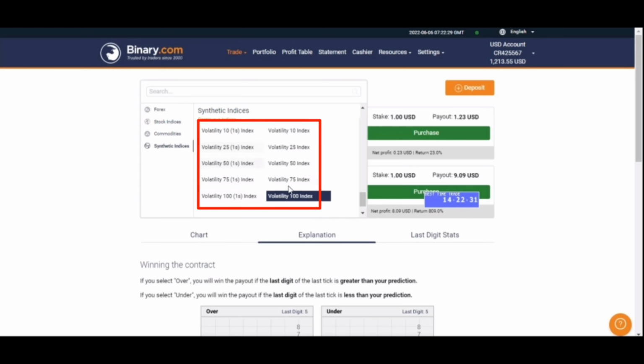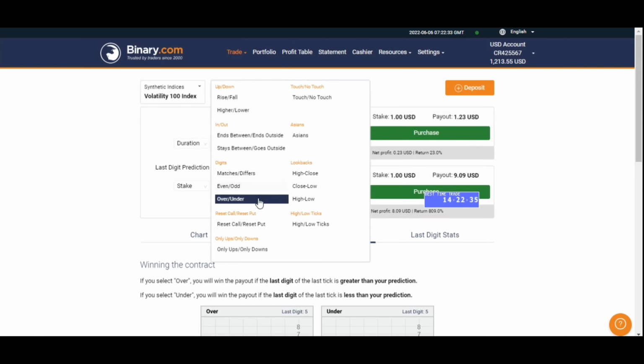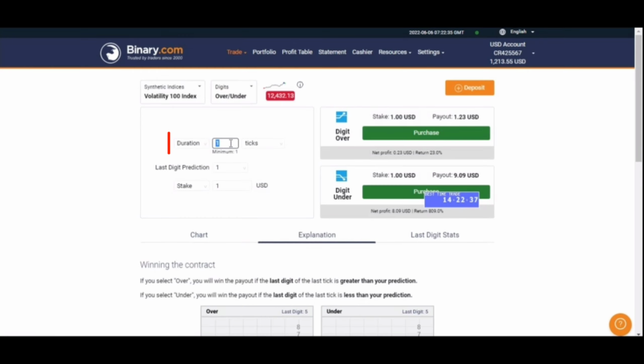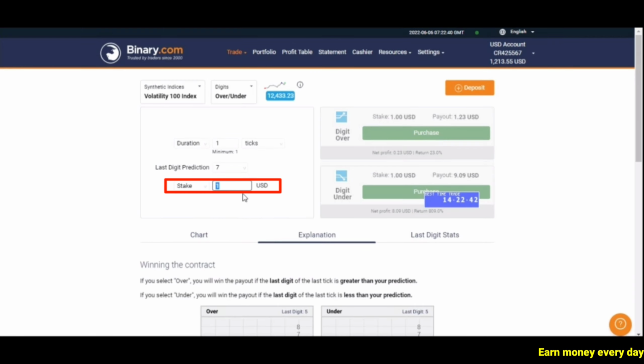All markets you can choose and use in this trade. Trading limits that you can use in this trade. Here I use the duration of one tick. A place to set a price that you can use in this trade.